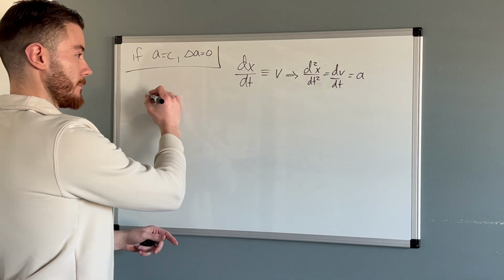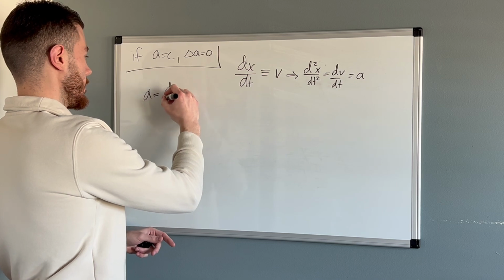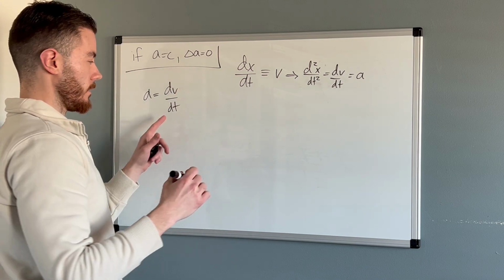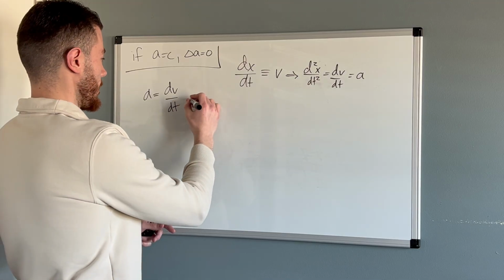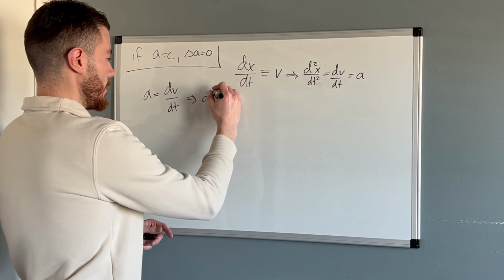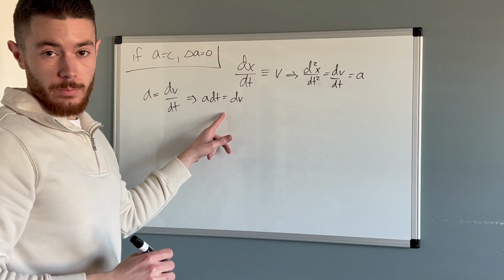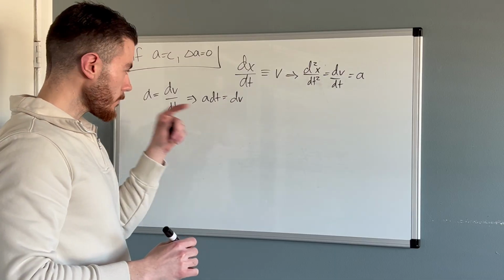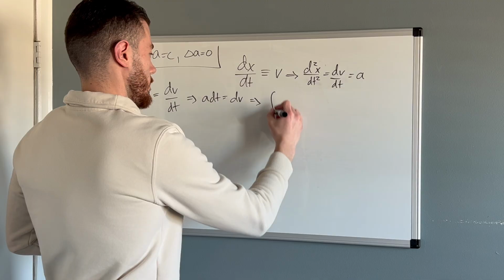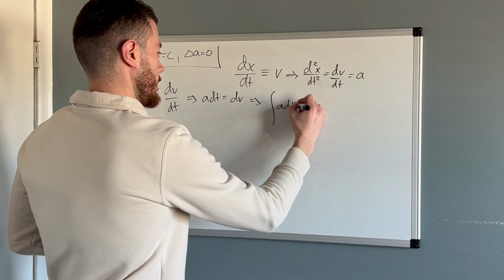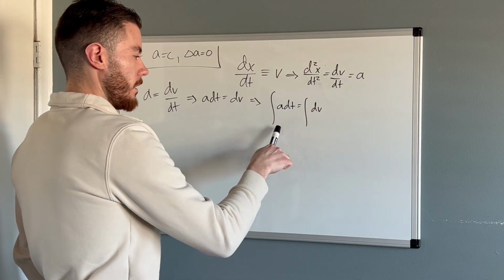We can take this, so a equals dv dt, and this is a fraction. We can rearrange it. Let's multiply both sides by dt. a dt is equal to dv. This is a very simple differential equation. All we need to do is integrate both sides. The integral of a dt is equal to the integral of dv.